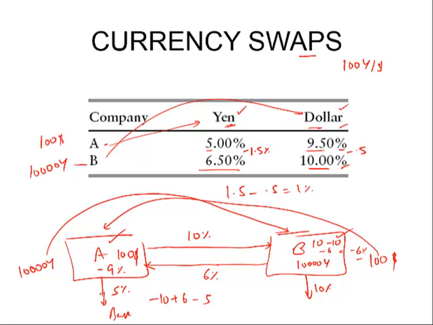At the moment, both of them are getting a 0.5% saving in their cost of borrowing. Once again, from the perspective of the swap, after the borrowing, A has given 10,000 yen and has received $100. At the maturity of the swap, A will have to return $100 and A will want back 10,000 yen. Please note, now there are exchange rates involved.